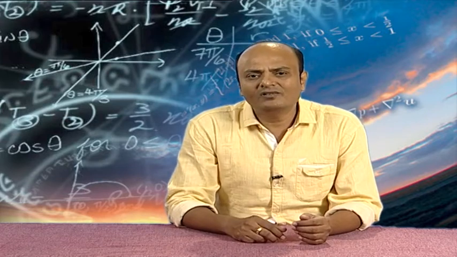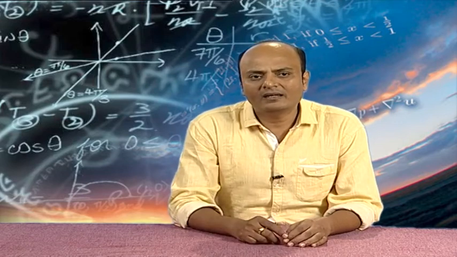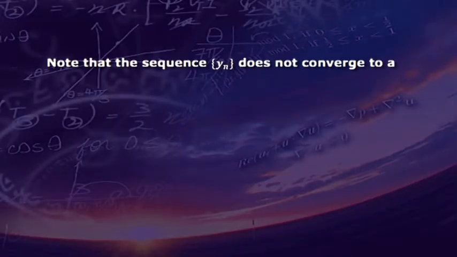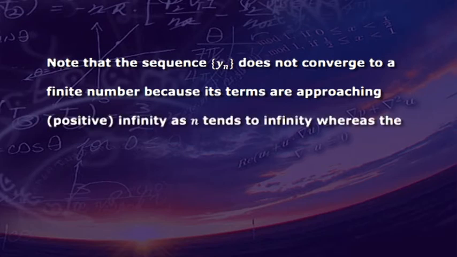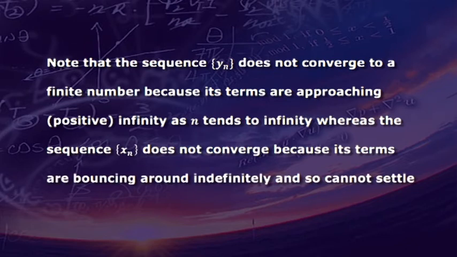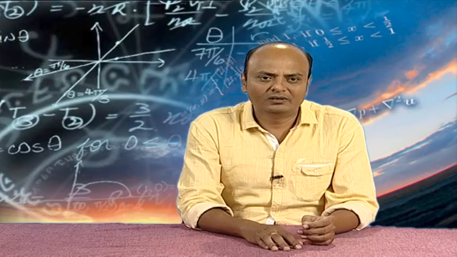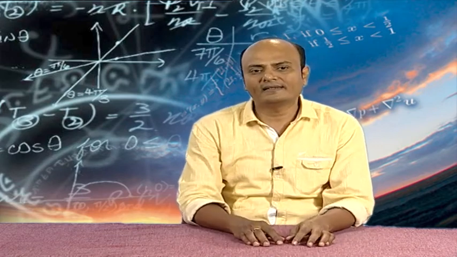Although x_n equal to minus 1 raised to n and y_n equal to n square are both divergent sequences, there is a difference in the way they diverge. Note that the sequence y_n does not converge to a finite number because its terms are approaching infinity as n tends to infinity, whereas the sequence x_n does not converge because its terms are bouncing around indefinitely, and so cannot settle to a specific value. Such divergent sequences are also known as oscillatory sequences.